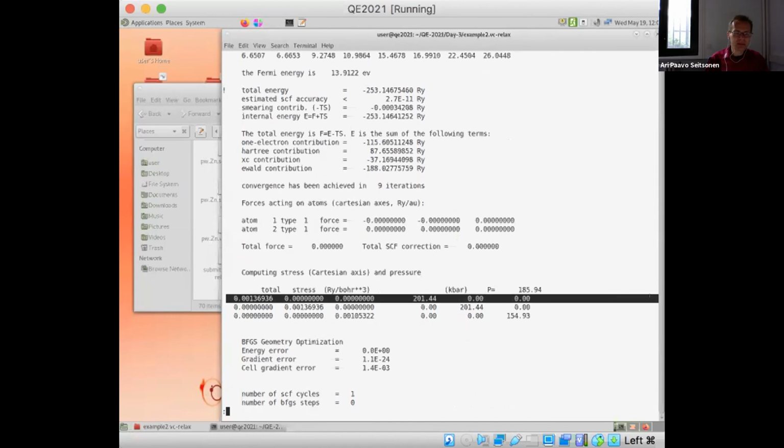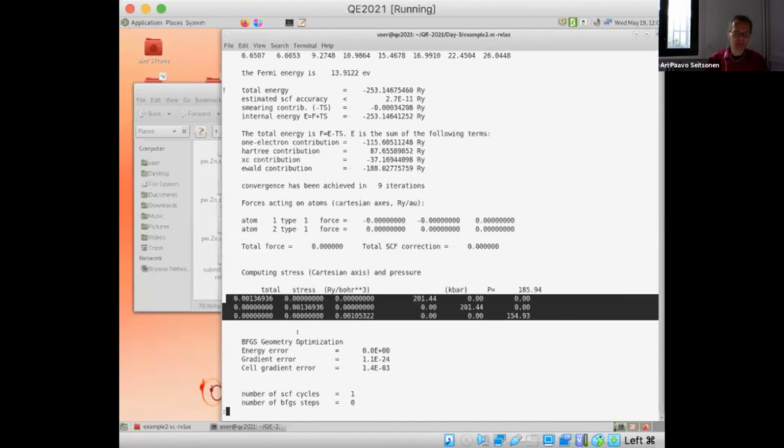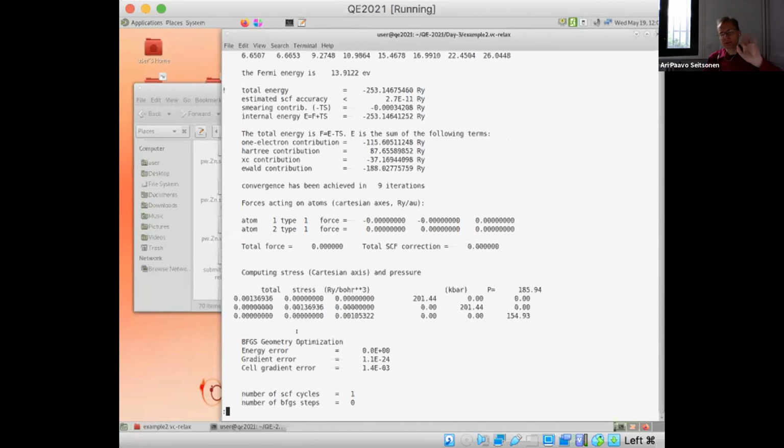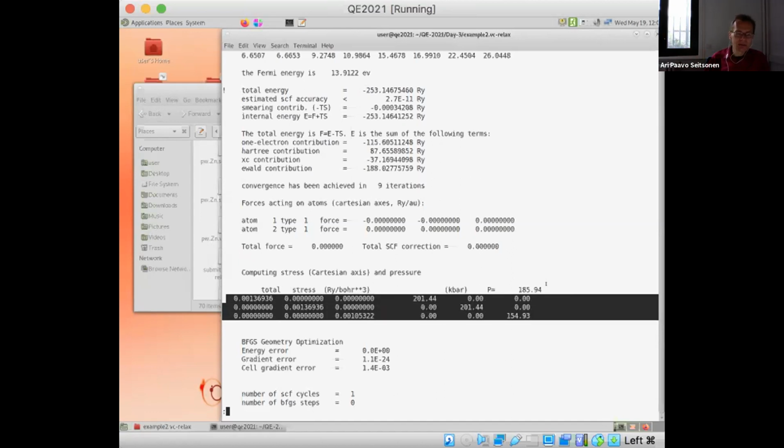And now we see the value of the stress tensor. So you can let it print also if you don't do VC relax. There's an input variable in the control section. You can check it up in the documentation. As again, in the browser, you can click on the input variable, so the description of the inputs for PWTK. But here it's automatically printed because we are doing the VC relax calculation. And it shows the value of the stress tensor.